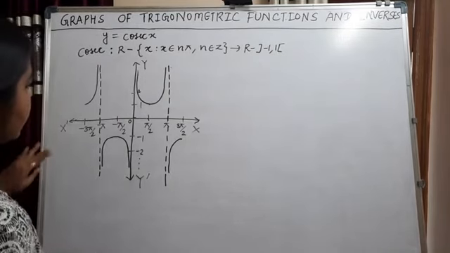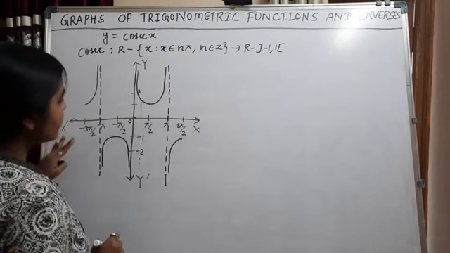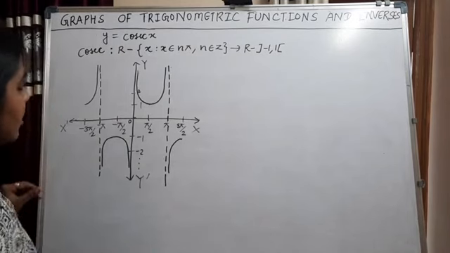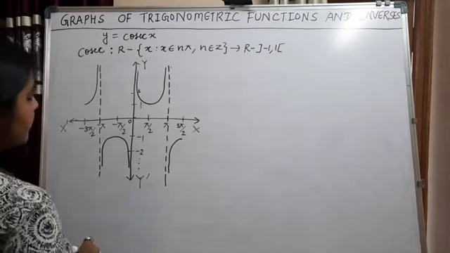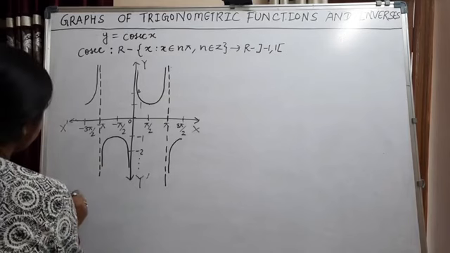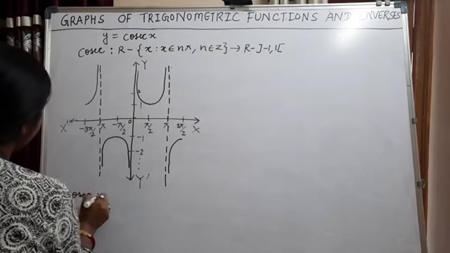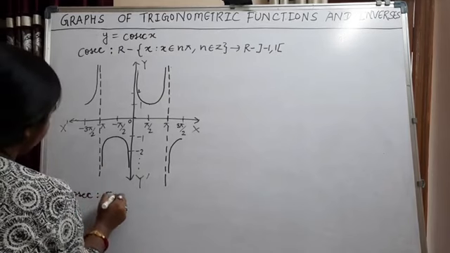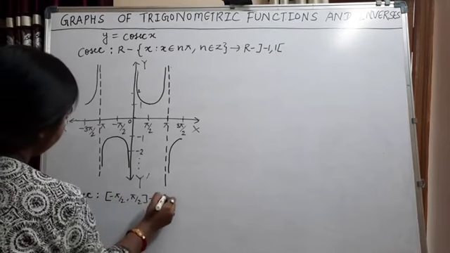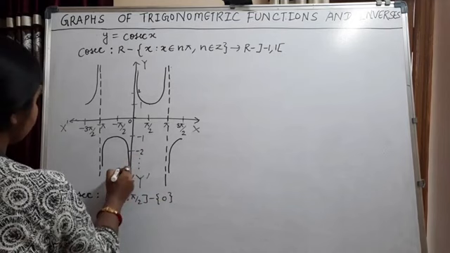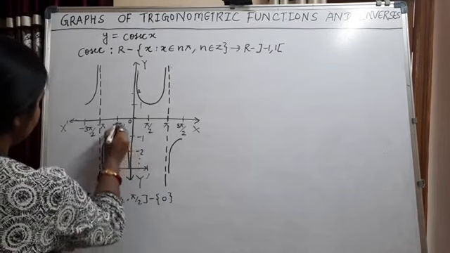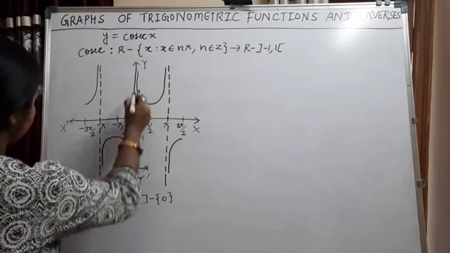Now this is not 1 1 on 2. This is many 1 on 2. So whenever we have to find out the inverse of any trigonometric function, we have to make it 1 1 on 2. So here we will take cosec from minus pi by 2 to pi by 2, closed interval except 0. We are taking this interval, minus pi by 2 to pi by 2, which means this part only.